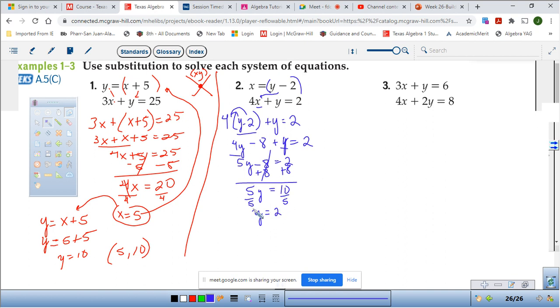Since I've got y to be 2, I'm going to get that value and plug it into the first one. And I'm going to do it right here. I'm going to go with x is equal to y minus 2. And again, I'm doing that right here when y is 2. So I have x is equal to 2 minus 2. And we're going to go with well, x is equal to 0.